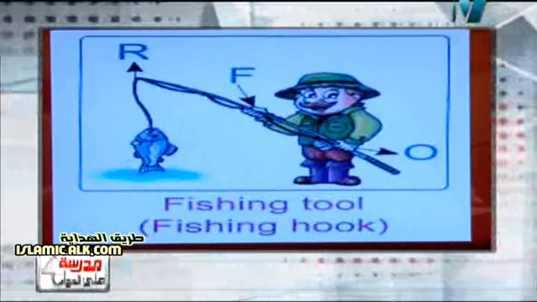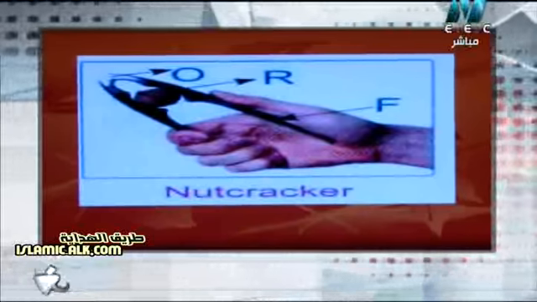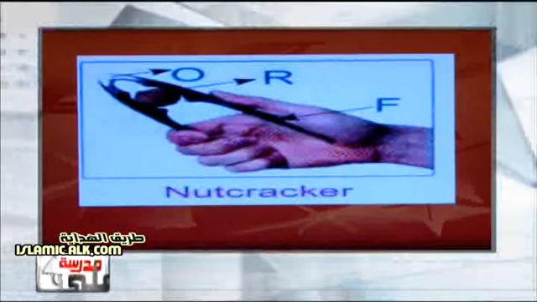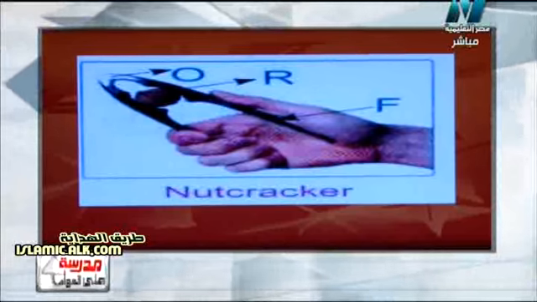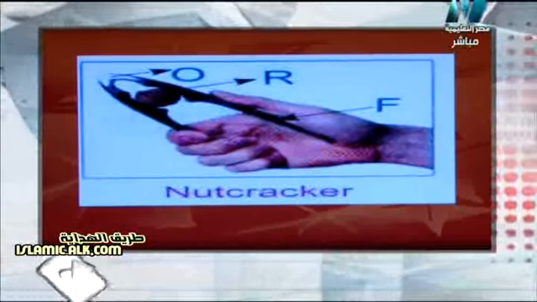Nutcracker. It contains resistance between fulcrum O and effort force F. So surely a nutcracker is a second class lever, because it contains resistance between O and F.